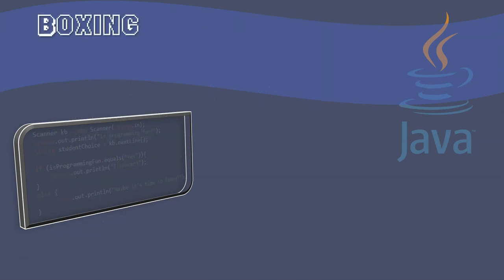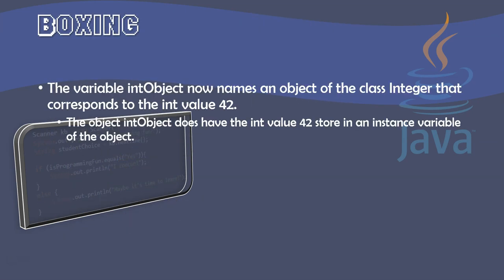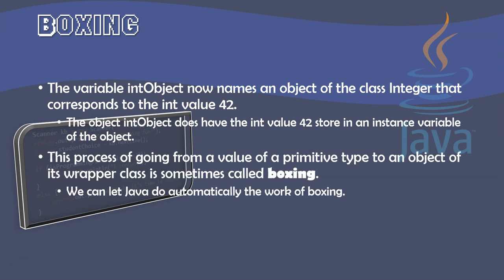All right, so let's discuss what exactly boxing is. Well, if we go back a second here, we had a variable called intObject. intObject, an object of the class Integer, corresponded to the int value 42. The object intObject does technically have the int value 42 stored somewhere in an instance variable of that object. This process of going from a value of a primitive type to an object of a wrapper class is sometimes referred to as boxing. So you're encasing it.